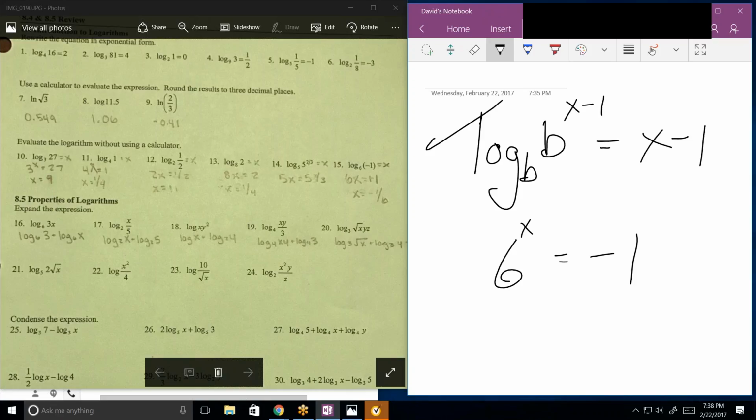What can x possibly be to produce a minus 1? If x is positive, is the answer going to be positive? Yeah. If x is negative, is the answer going to be positive? Negative exponents do not mean negative numbers. They're always positive. That's never negative. So this is impossible. So no solution.